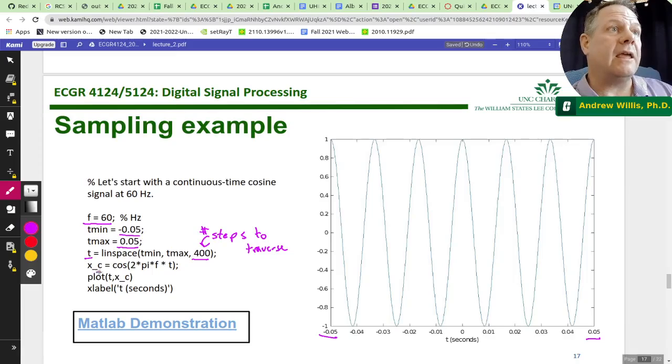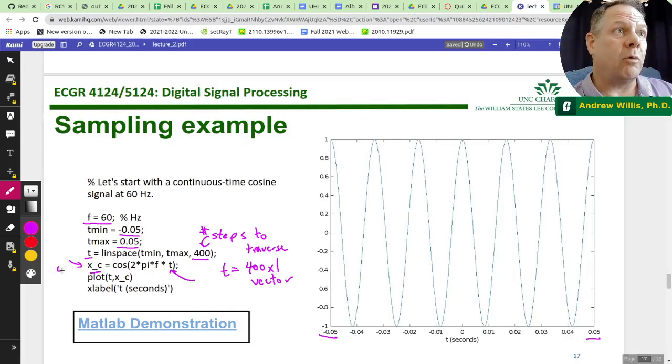Then I take the signal values and I just evaluate them. t is actually a vector here. t is a 400 by 1 vector holding the values. When I plug t in as a vector, this is going to give me another vector which is 400 by 1, a list of all of the values. Now when I call plot, this is a continuous plot, so it connects together sequential values with a line.